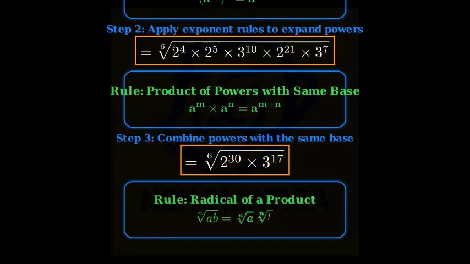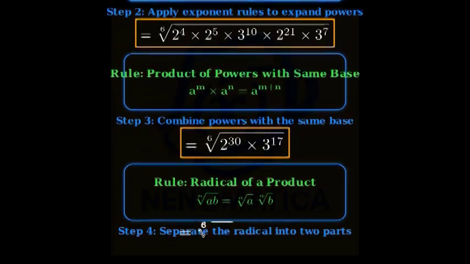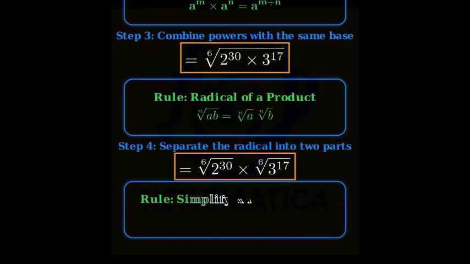Rule: radical of a product. Step 4. Split the 6th root into 2 factors. Rule: simplify radical powers.